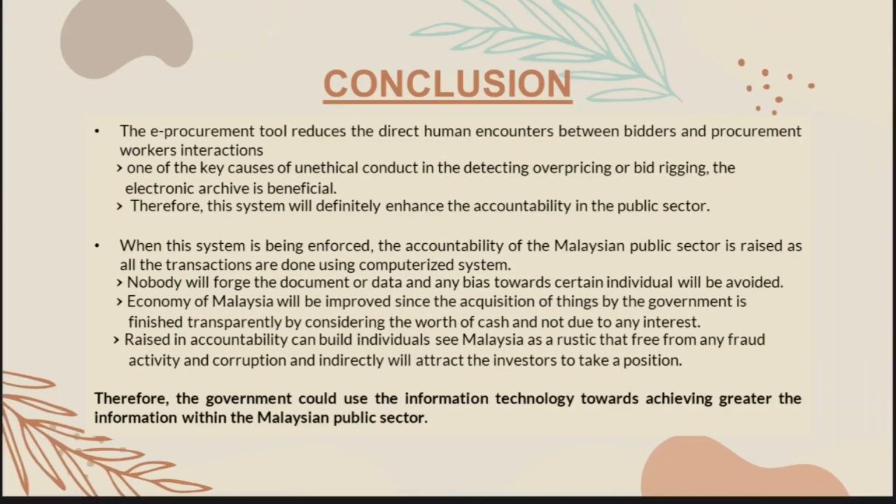In conclusion, the e-procurement system is one of the IT implementations in the public sector in Malaysia. E-procurement is one of the tools used as a fraud and corruption reduction technique by many countries in the world, among others. The electronic procurement tools such as e-communication, e-submission, e-tendering remove or reduce the direct human encounter between bidders and procurement workers' interaction. That is one of the key causes of unethical conduct in detecting overpricing and bid rigging. The electronic archive is beneficial.